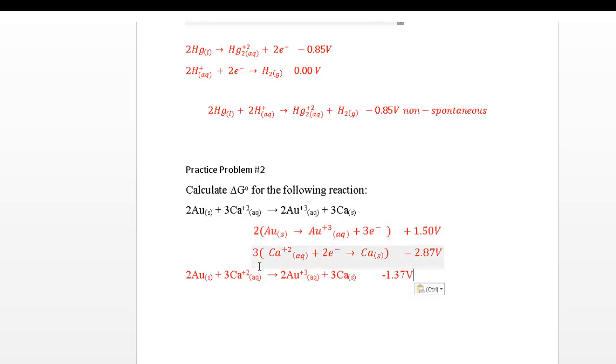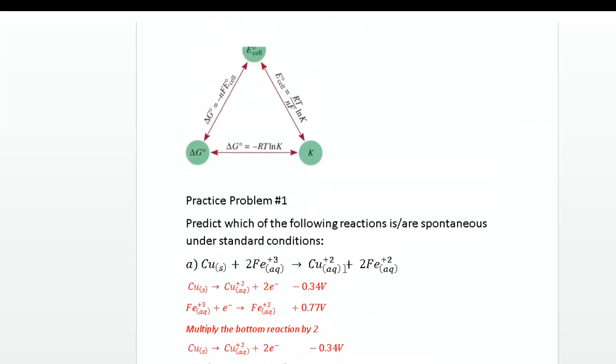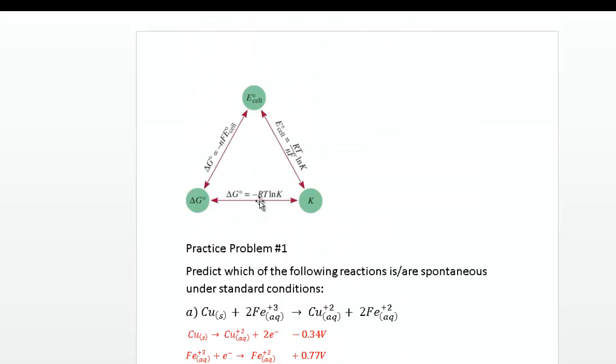And adding those two half reactions up, we'll get negative 1.37 volts. That's Ecell at standard state. The delta G naught, let's go back up to our triangle here. Delta G naught, let's use this one here. Delta G naught equals minus nFEcell. F is the Faraday constant at 96,500 joules per volt.